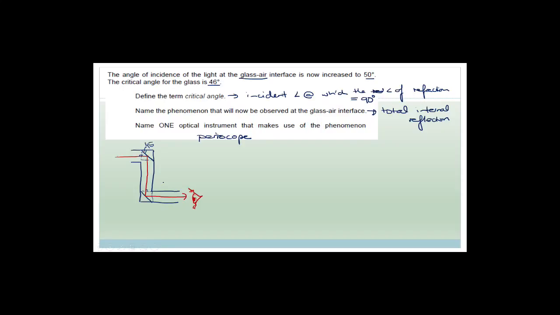So that is an example of an optical instrument that can be used for this phenomenon, and that would be a periscope. Binoculars can work the same way, but instead of it being sent over a 90-degree period, it actually gets sent back a couple of times, but don't worry about that too much. Next question, the last question before we start on 2D waves and 3D waves.